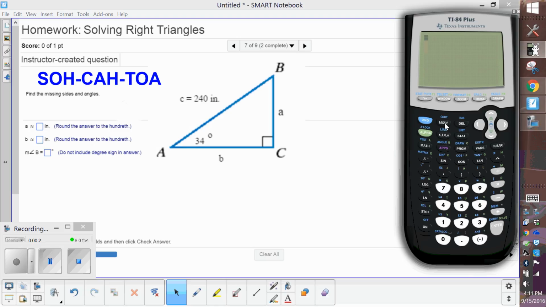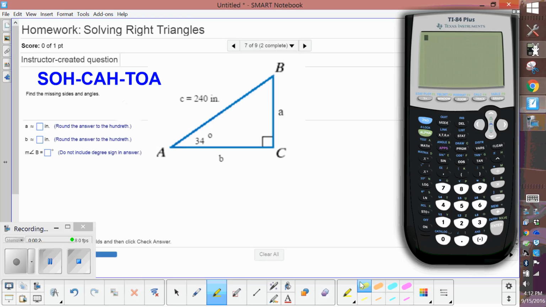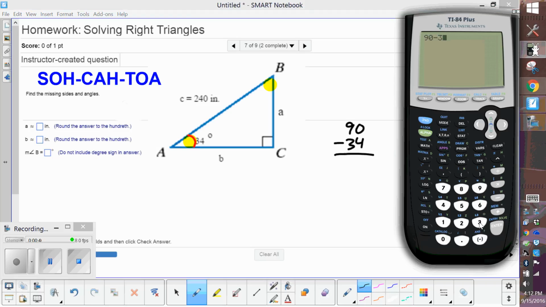Okay, I am given an angle A. We are going to use this angle as our reference angle throughout the problem. It is very easy to find angle B because we know all angles add up to 180, and since that's 90, angle A and angle B have to add up to 90. So 90 minus 34, enter, is 56. So angle B is 56 degrees. Okay, we don't need to round there.